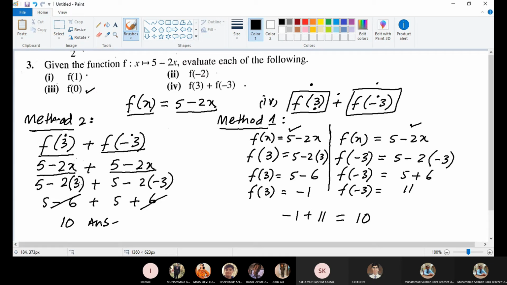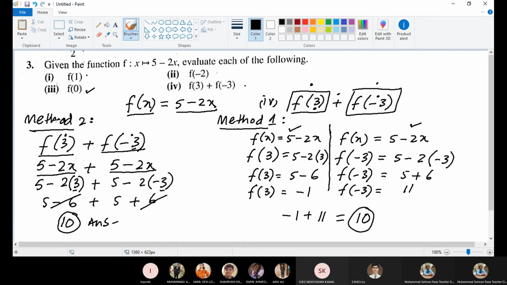This x is for 3, so I put 3 over here. And this x is for -3, so I put -3 over here. And when I solved it, I got the same answer. This is why I teach both methods to the students, because many students have their own mental capacity, but I teach both things because I want my students to learn better and do miracles in their NCI examination or whatever exams you are going to give.